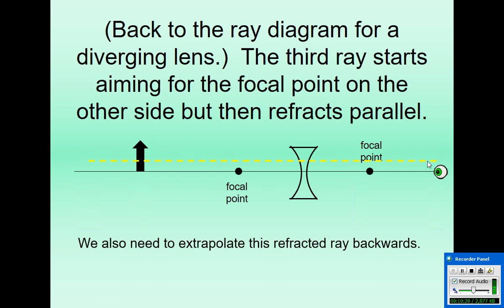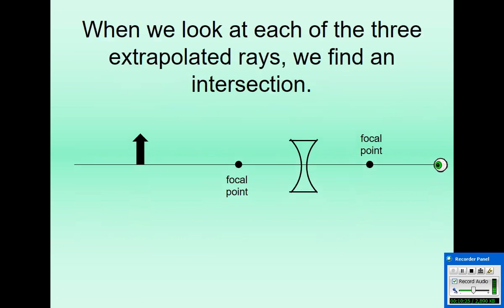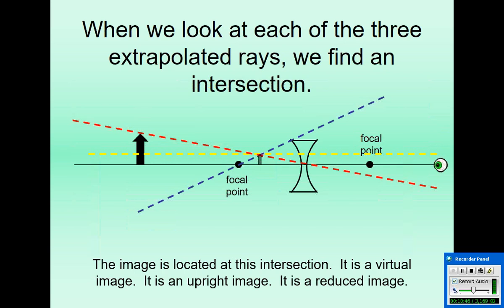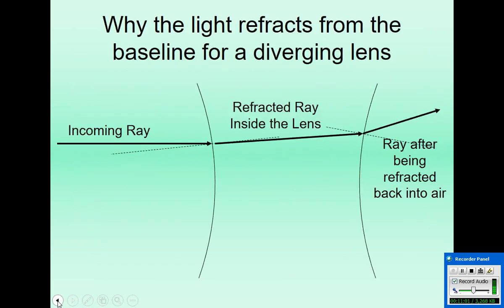So now we have our three extrapolated rays as the eye understands them. We have the extrapolated third ray, the extrapolated second ray, and the extrapolated first ray. We see that all three of these rays intersect each other just inside the focal point of the diverging lens. There's our image. We see the image is virtual because we had to extrapolate the refracted rays to find them. We see that it's upright, and we see that it's reduced, which is exactly in accordance with the picture that we saw a couple of slides earlier.